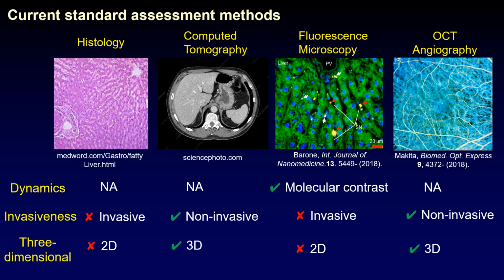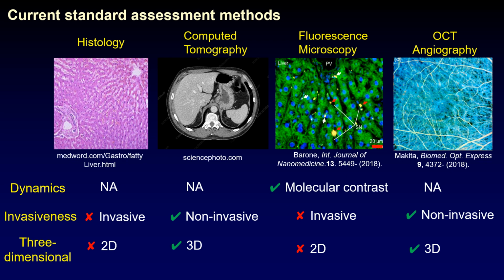Taking the liver histology is the gold standard method. However, it is invasive and only a certain cross-section of vascular architecture can be observed. Computed tomography can reveal three-dimensional microvasculature. Unfortunately, it is unsuitable because it provides poor resolution. Fluorescence microscopy can observe tissue dynamics due to injection of dye, however it makes it difficult to access the longitudinal changes. And also, it is a two-dimensional imaging modality.